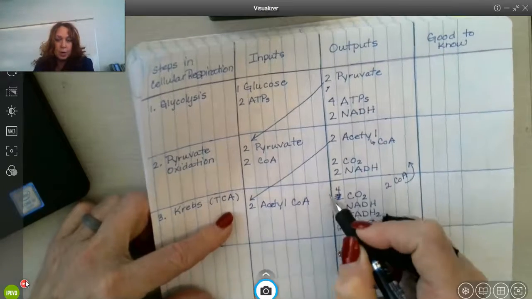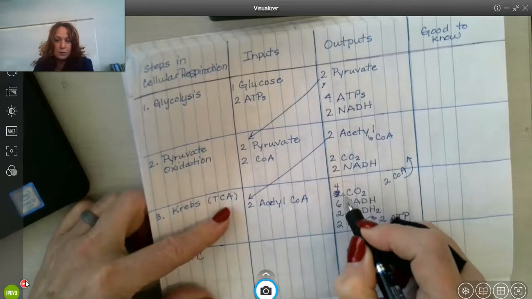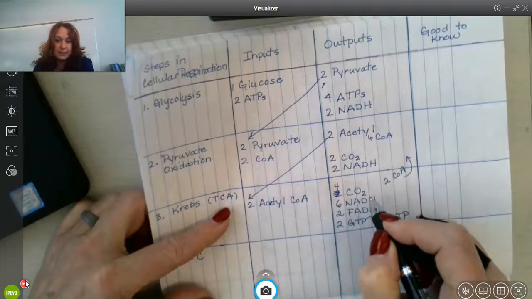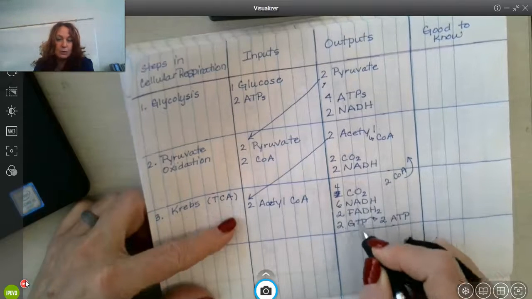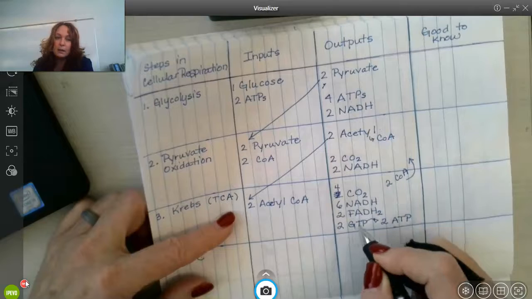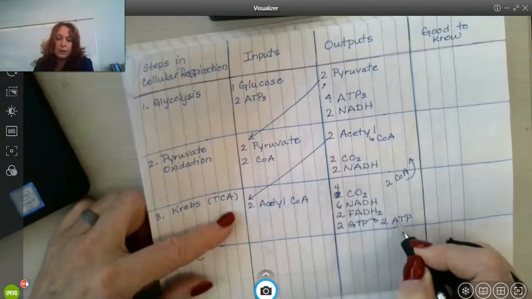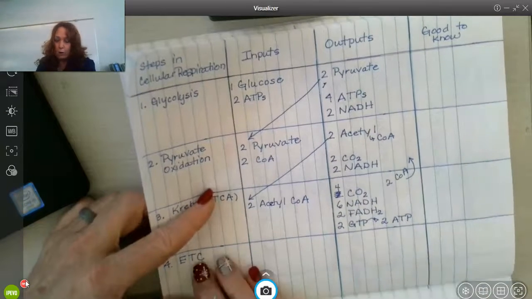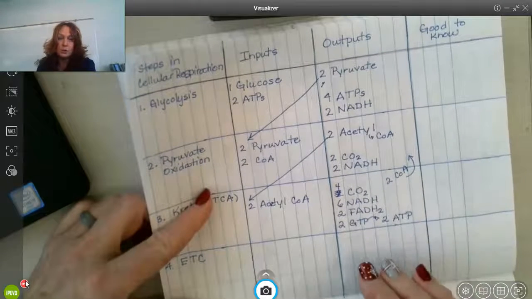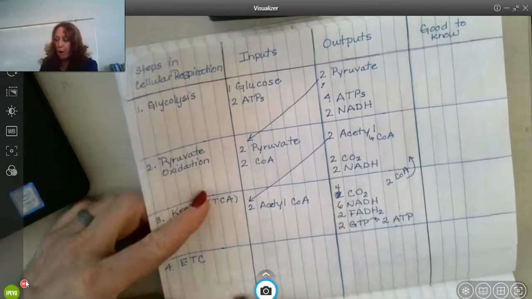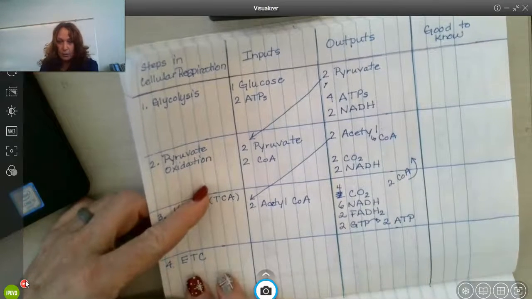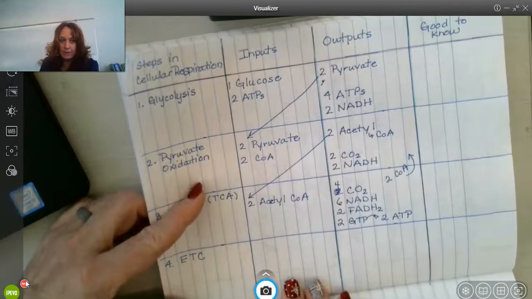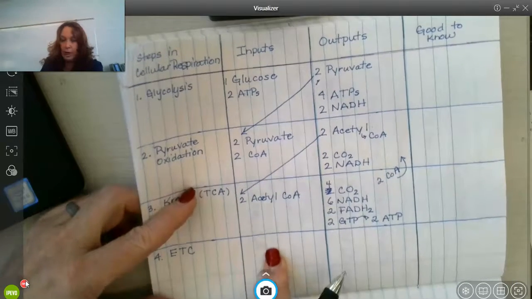So your 2 carbons turn twice, you get 4 carbon dioxides, you get a bunch of electrons, 6 NADH, 2 FADH2, and then you do a little bit of substrate level phosphorylation and make a few ATP. You're completely done now. There are no more carbons, glucose is gone. All you have now are your electron carriers here. So let's count what you've got.